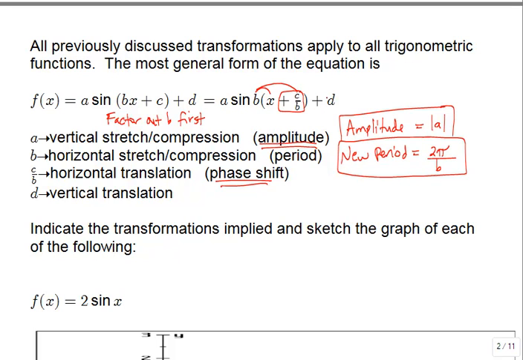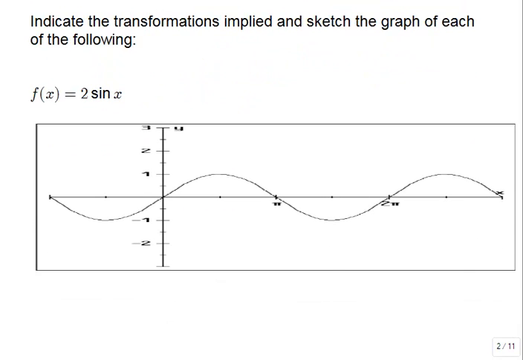Finally, the d on the end is being added off to the side, so that makes it a vertical shift, and if it's positive, you're going to shift up. If it's minus, you're going to shift down. So let's put into practice some of these transformations.